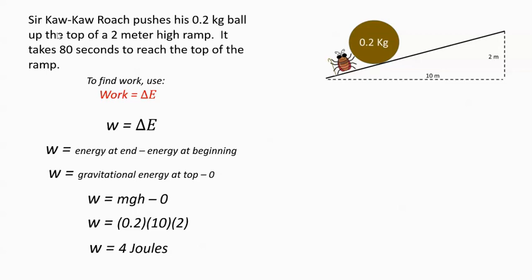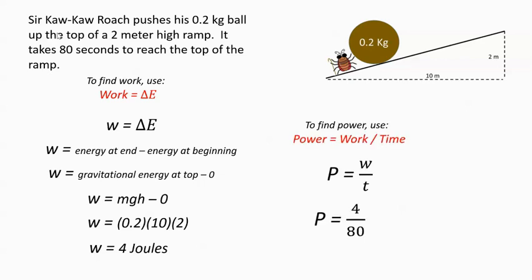And we can also find the power because it tells us that it took 80 seconds for him to get the ball to the top of the ramp. So if we do 4 divided by 80, work divided by time, it gives us 0.05 watts of power.